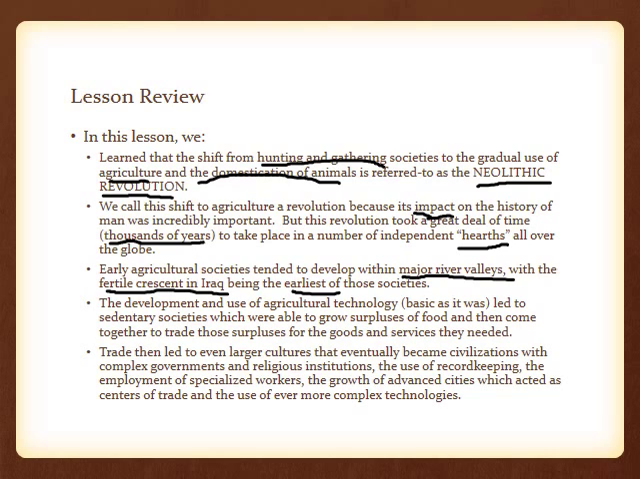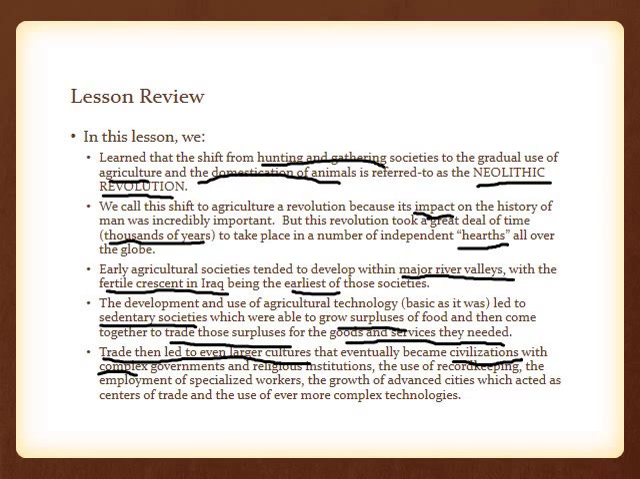Now, the development and the use of agricultural technology, as basic as it was, we're not talking tractors and trailers here. We're talking things like just using a plow or a digging stick or a hoe to put and organize our crops, leads to what we call sedentary societies. And the sedentary society means you stay in one place. So these sedentary societies are able to grow food surpluses, which are more food than they need. And so when that happens, they come together to trade those surpluses for the goods and services that they need. And then trade will lead to even larger cultures, which eventually become civilizations and the growth of cities.